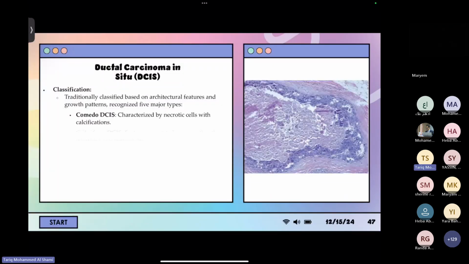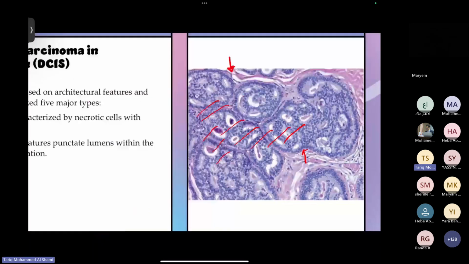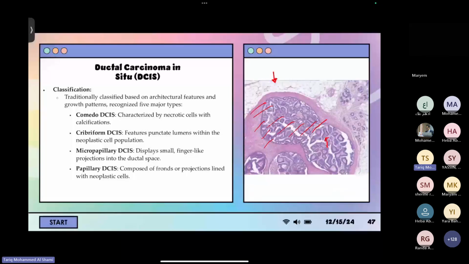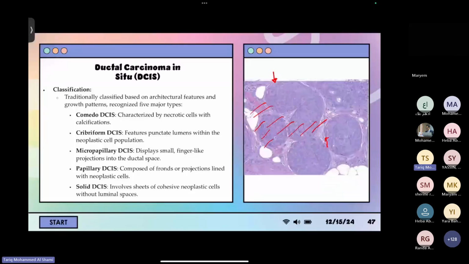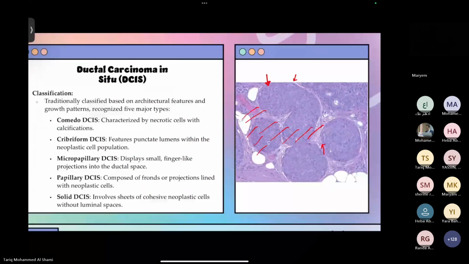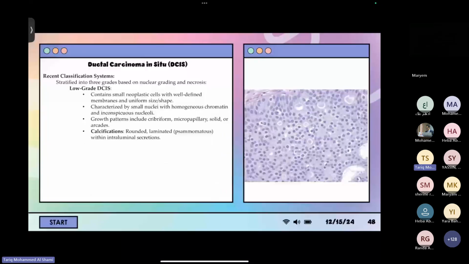Okay, it's classified according to the histological pattern: comedo DCIS with central necrosis, or cribriform DCIS like these features, micropapillary pattern, and papillary pattern. Also, don't forget that we have a solid pattern of DCIS. Okay, according to the grade classification, we have low-grade DCIS and high-grade DCIS.